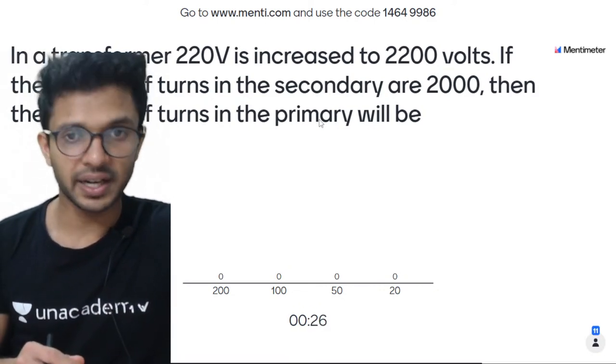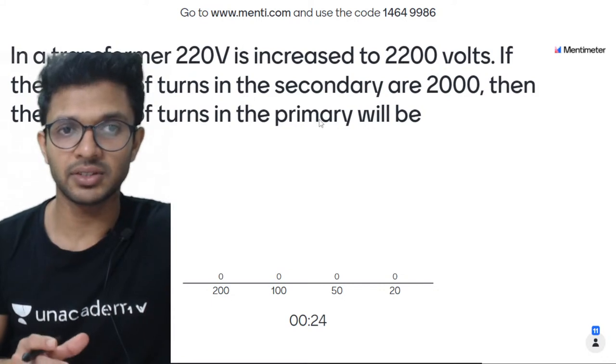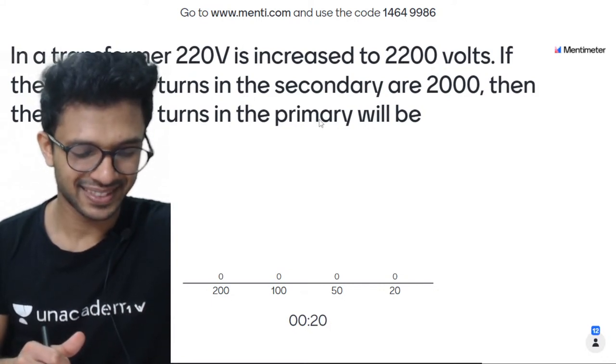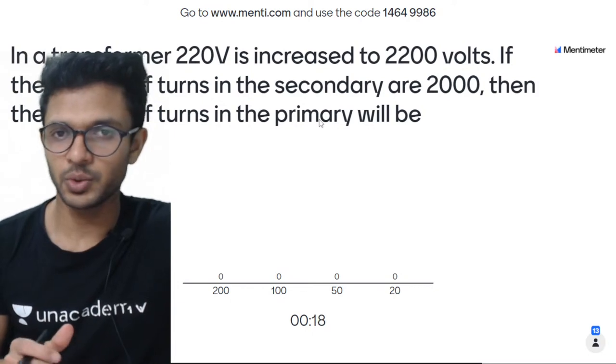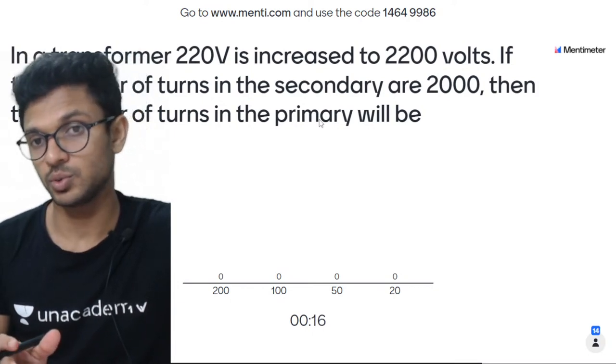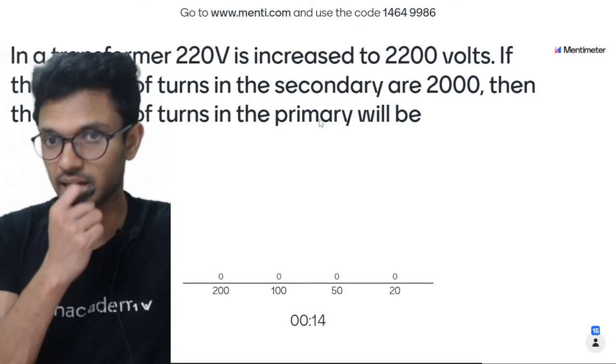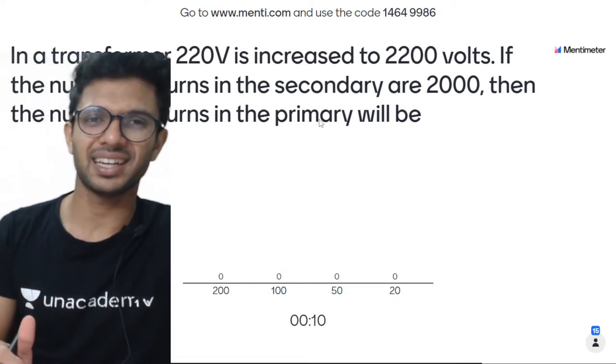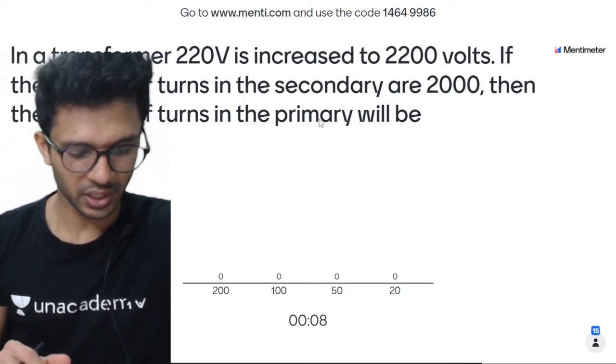So, last 25 seconds, it's a question from a transformer. Chotu question hai, chotu motu question hai. Right, a transformer's 220 volt is increased to 20,000 volt. If the number of turns in the secondary are 2,000, then the number of turns in the primary are, yaar, chotu, bilkul chotu, hai na?